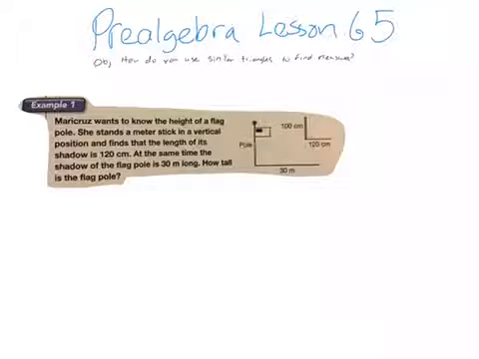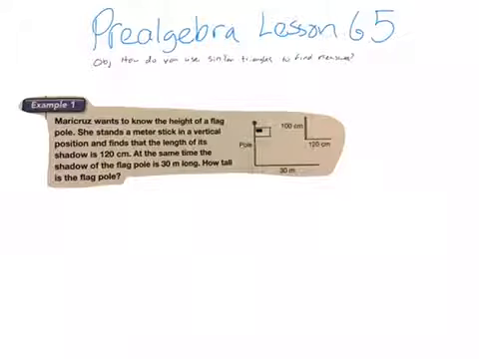The first one says, this guy wants to know the height of a flagpole. She stands a meter stick in a vertical position and finds the length of its shadow is 120 centimeters. At the same time, the shadow of the flagpole is 30 meters long. How tall is the flagpole?